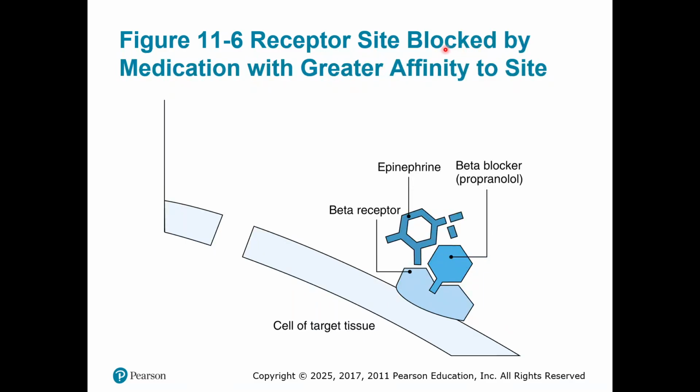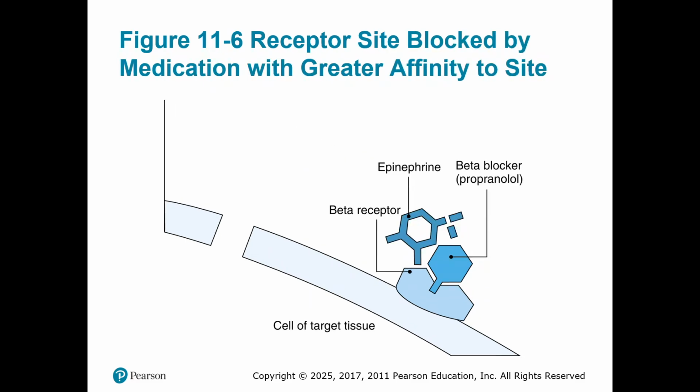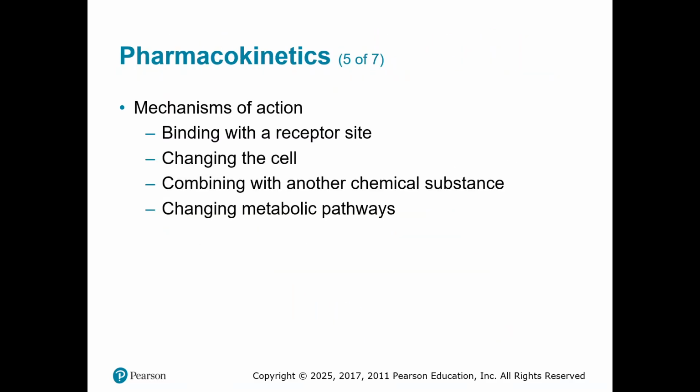Here's a receptor site that's blocked by the medication with a greater affinity to the site. So here's your beta blocker. There's your epi, it comes, but this is going to be a beta blocker. So epi is a what? It's a beta drug. It has both beta 1 and beta 2 properties. And so it's going to block it. So it has an affinity for it. So it lets it in, or it's going to block it. Just depends on what's going on.